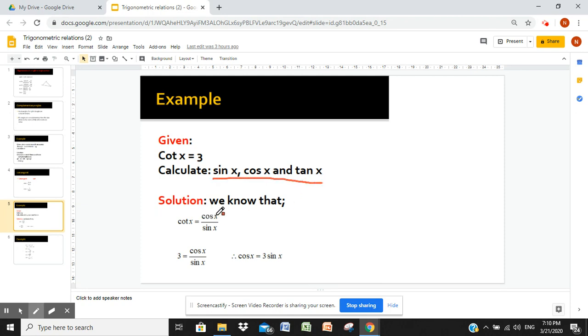From the formula, the cotangent is equal to cosine x over sine x. And since the cotangent is 3, we replace the cotangent by 3. So 3 is equal to cosine x over sine x. We cross multiply. So cosine x is 3 sine x. Now we have two unknowns. We don't know the sine, we don't know the cosine. So we have to find another equation.